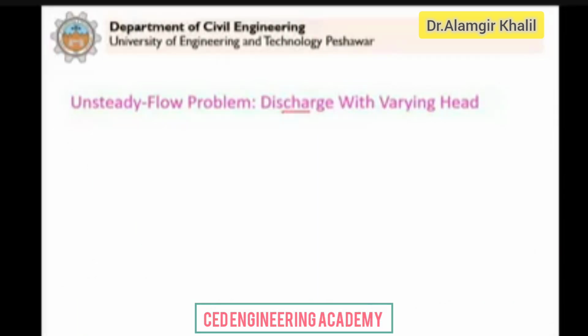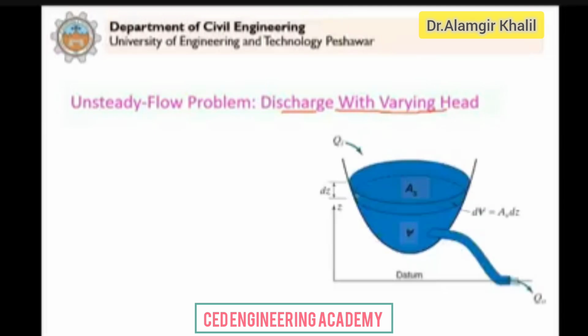Discharge with varying head. Before we try to develop an equation, in this case, we consider an arbitrary shaped tank. In this tank, you can see that there is an inflow. The inflow to the tank is denoted by Qi, and from the tank, we have the outflow, which is Q naught.